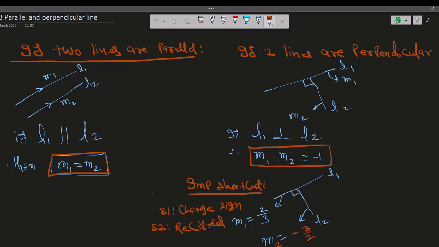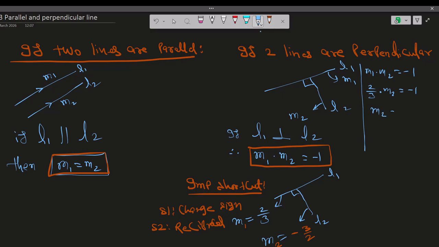Same thing we can find by using this property also. Let me show you the same thing. We know M1 into M2 equals -1. What about M1? M1 is 2/3. So 2/3 times M2 equals -1.